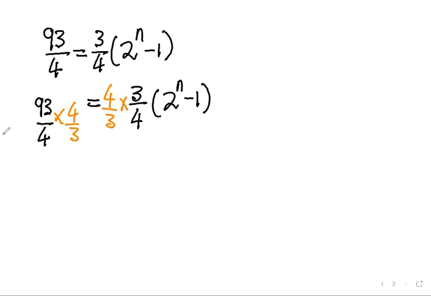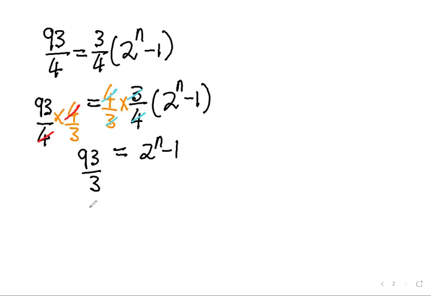Do you see why I am doing this? I know that 4 cancels 4, 3 cancels 3, and then on the far right, what am I having? I'm going to have 2 to the exponent of n minus 1, right? And then here, 4 cancels 4, then you'll be left with 93 over 3, right? So we'll be left with 93 all over 3.